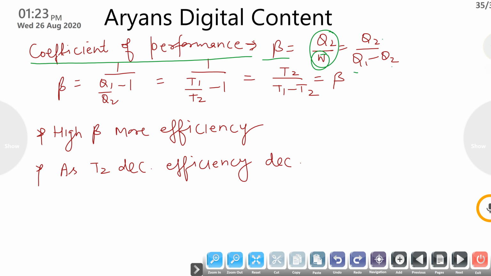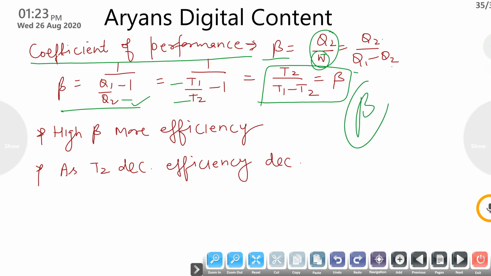Now, by simply dividing everything by Q2, I will get this, and as Q1 is related to T1 and Q2 is related to T2, I can simply replace Q1 by T1 and Q2 by T2. So it will become beta is equal to T2 over T1 minus T2. So if you know the temperature difference, then you can easily find the coefficient of performance of your refrigerator.